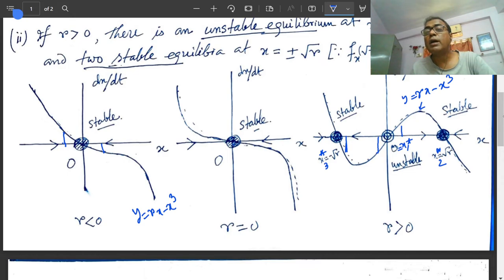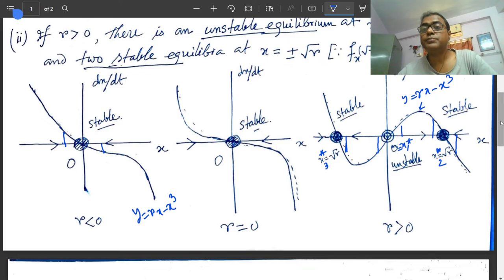And the third equilibrium point is x2 star equal to root r. For this, dx/dt is positive, so put here a right-handed arrow, and for dx/dt negative, this is the left-hand arrow, so this point x2 star equal to root r is also an attractor, so this is a stable equilibrium point. So for r greater than 0 we get 3 equilibrium points, and only the origin is unstable and the other 2 equilibria are stable.